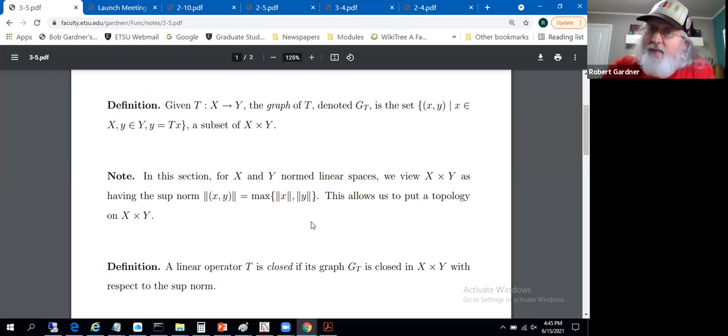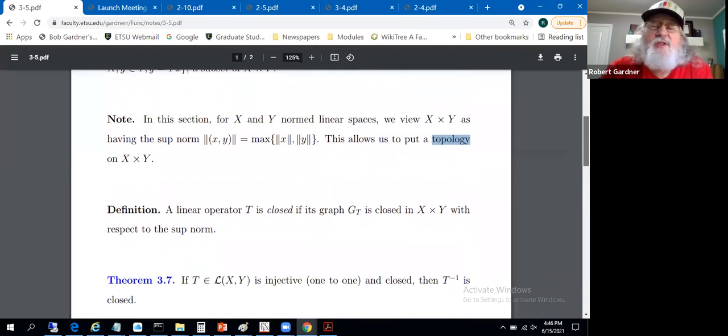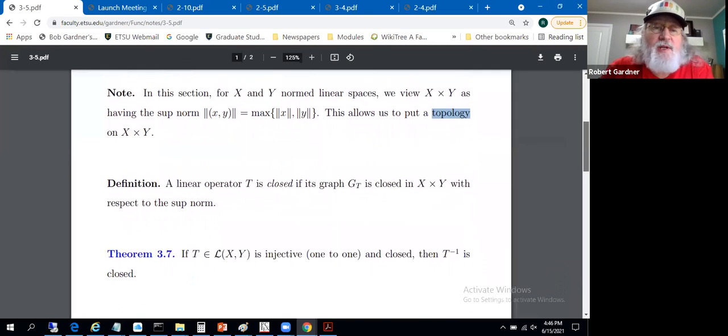So anyhow, if we've got a norm on the Cartesian product, then we've got a metric on the Cartesian product, and that allows us to define open sets and closed sets in terms of the Cartesian product. That allows us to put a topology on the Cartesian product. The norm induces a metric, the metric induces a topology. But ultimately, the punchline there is we can talk about open and closed sets. And it's the closedness that we're interested in this section.